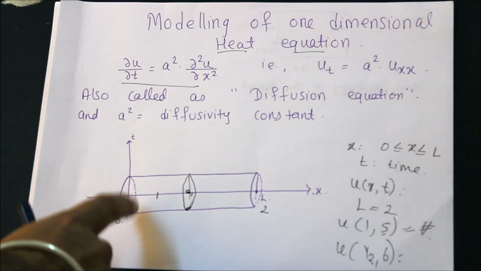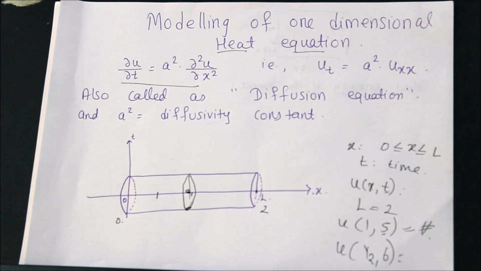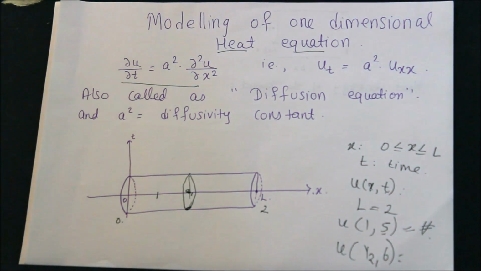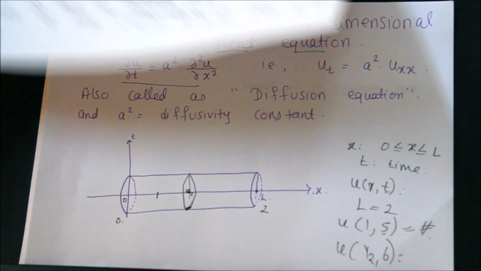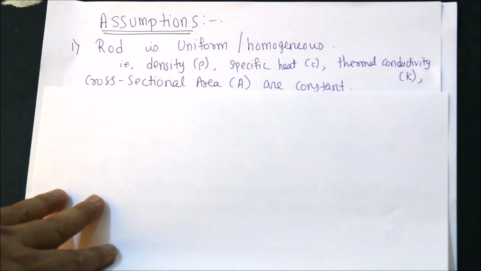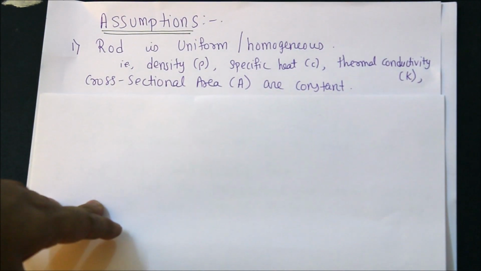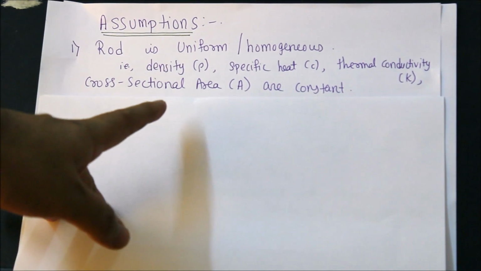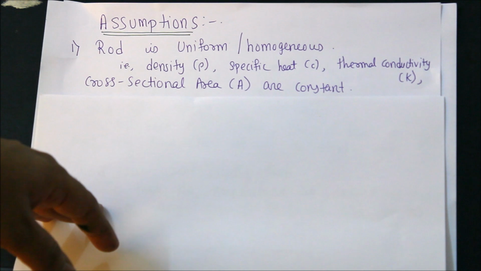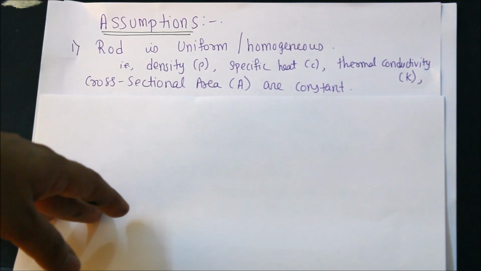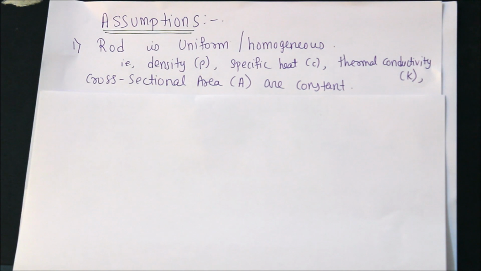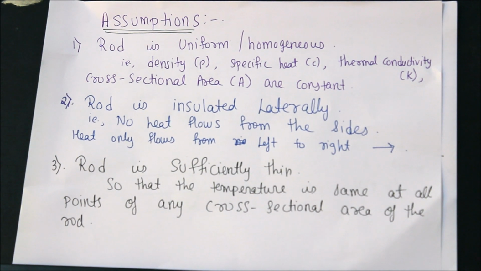Okay, so before deriving this equation, we will assume that our rod is a very nice rod, as in we will have some assumptions on our rod. What are those assumptions? My first assumption is that my rod is uniform. Some people also call it homogeneous. That means the density, specific heat, thermal conductivity, and the cross-sectional area of the rod are all constant. So I will call it a uniform rod or a homogeneous rod.